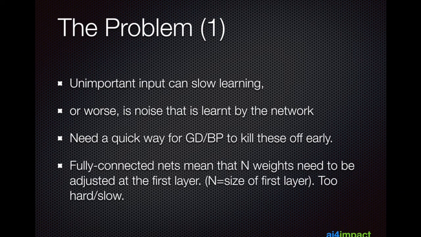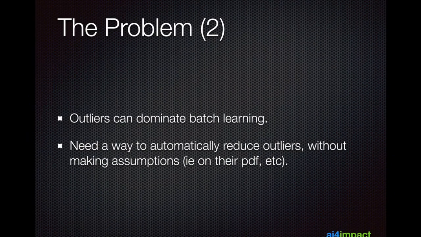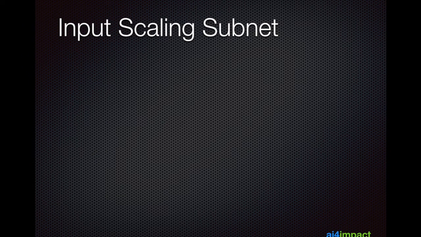We can't rely on our fully connected networks to remove these inputs because each input is connected to n different neurons, which means that n different numbers need to be adjusted. This takes too many iterations and is not guaranteed to succeed. The other problem we have is that outliers can dominate batch learning. We also want a way to automatically reduce the effects of these outliers without making too many assumptions on their distribution function, etc. This is where input scaling comes in.